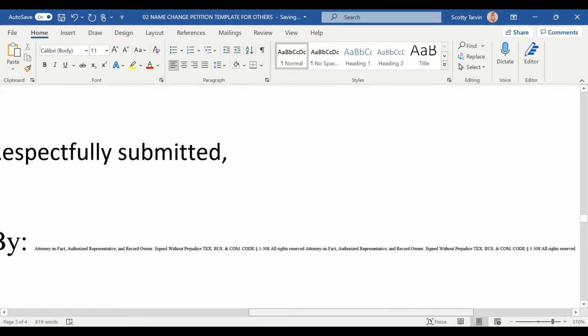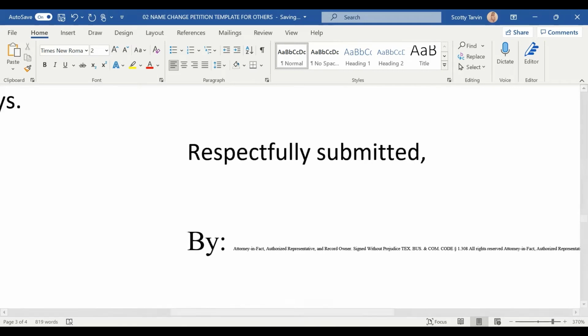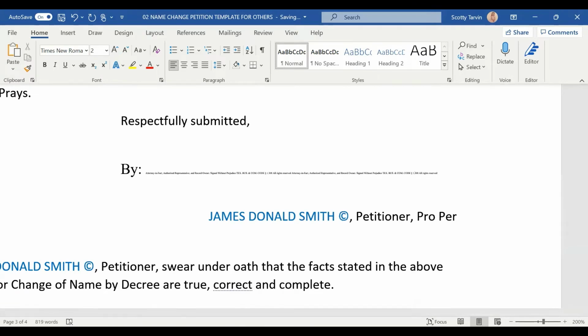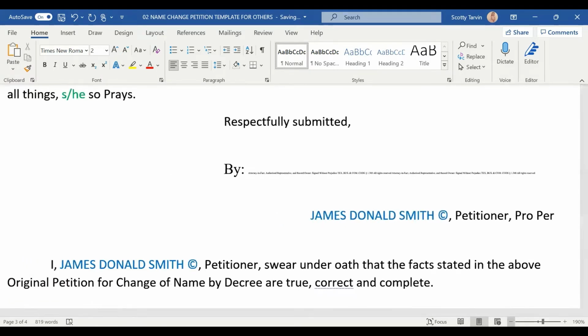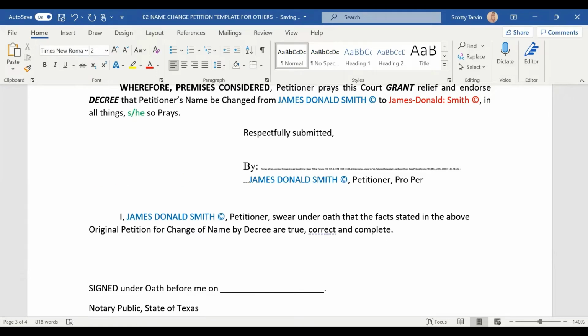Signed without prejudice, Texas Business and Commerce Code, section 1-308. Actually, that should be a point. All rights reserved, attorney in fact, authorized representative, and record owner. Signed without prejudice, Texas Business and Commerce Code 1.308. All rights reserved. Cool. So that's what that says. Now I can go on there when you send that and alter it to what I need, and then keep everything else that's in there.